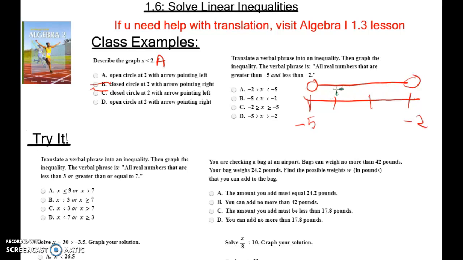That's the graph. So if you wanted to convert that, you'd say -5. The number x is greater than -5, but it's less than -2. So it looks something like this: -5 is less than x, which is less than -2. So your answer for this one would be B.